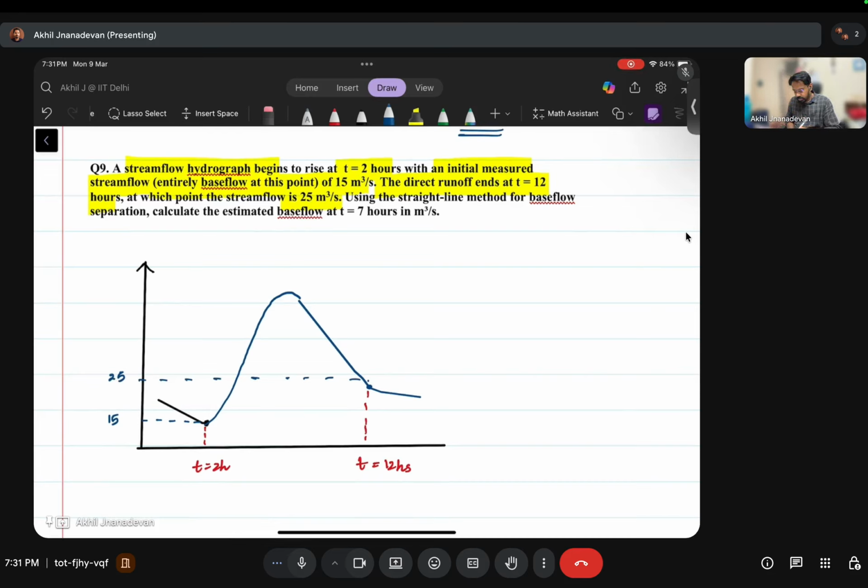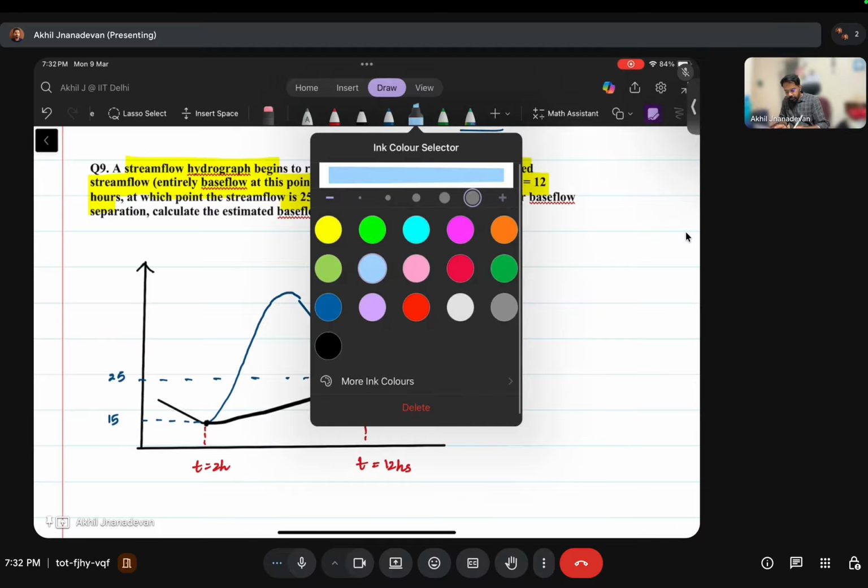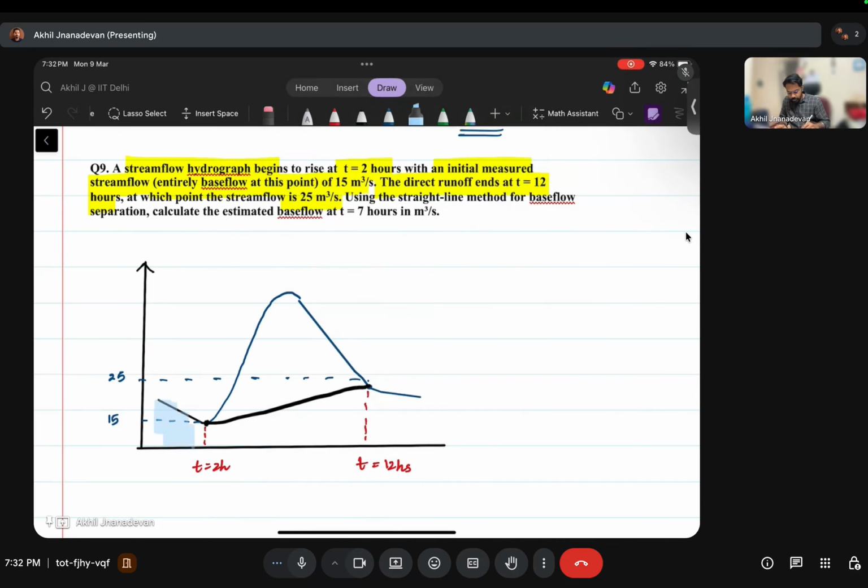So the straight line method is nothing but drawing a straight line between these two points, that is the starting and the ending. So this will be our base flow. This shaded region will be our base flow. So this is how we can estimate our base flow.